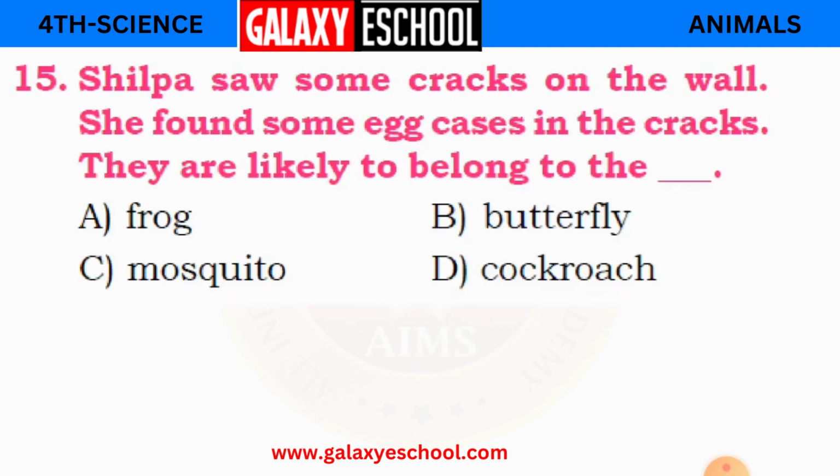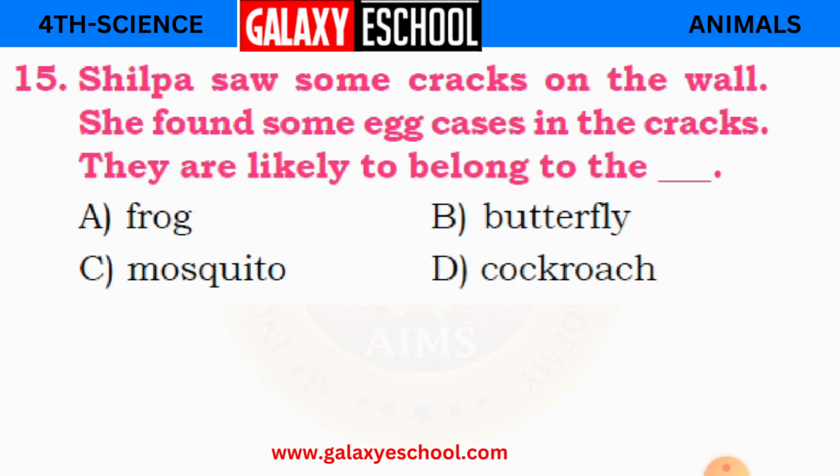Shilpa saw some cracks on the wall. She found some egg cases in the cracks. They are likely to belong to the dash. Okay, so what is the question, children? Shilpa saw some cracks on the wall. If you observed, children, even in our homes, sometimes on the walls we have cracks. And sometimes we also find some small eggs, black in color. Even Shilpa found some egg cases which were black in color in the cracks of the wall.